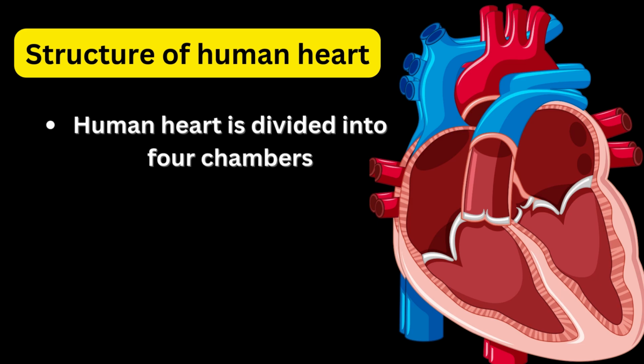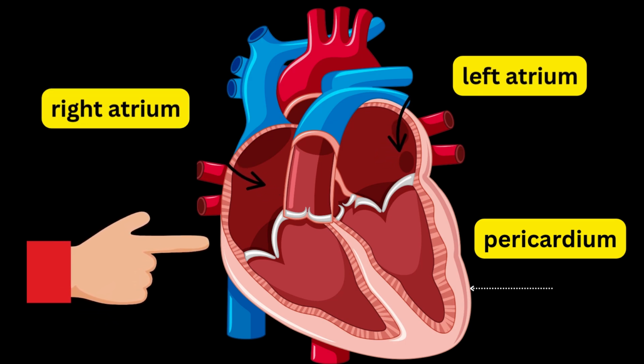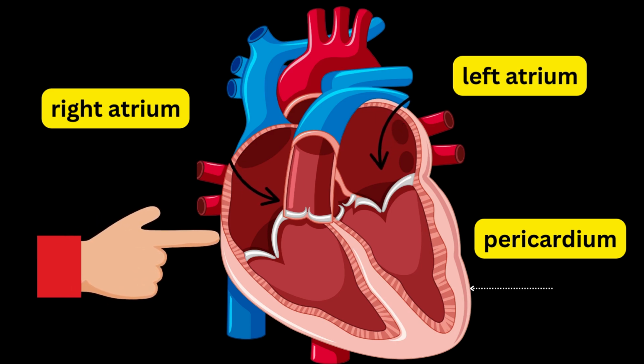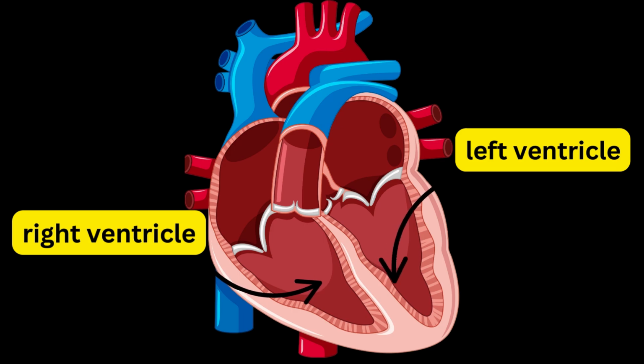Explain the structure of the human heart. The human heart is divided into 4 chambers. The upper 2 chambers are called the right and left atrium. Pericardium is the sac which encloses the heart, and it has fluid which protects the heart from injury. The lower 2 chambers are called the right and left ventricle.